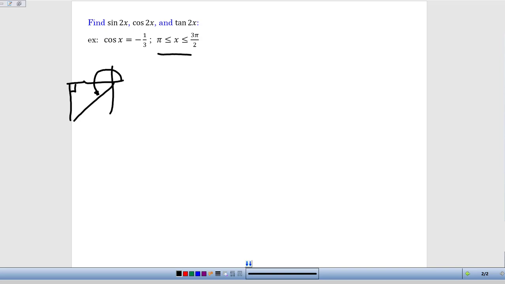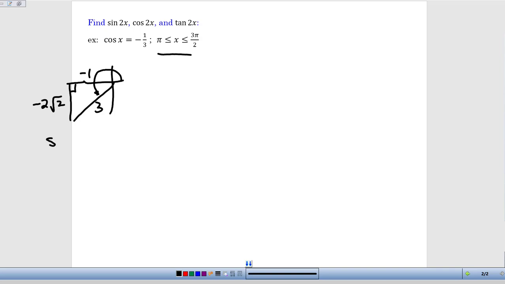So if the cosine is negative 1/3, that means the adjacent side is going to be negative 1. The hypotenuse is going to be 3, and then using a little Pythagorean theorem, we can figure out that that third side is going to end up being root 8 or negative 2 root 2. Negative because we're in that third quadrant, we're going down, and then 9 minus 1 in our Pythagorean theorem is 8, square root of which simplifies into negative 2 root 2.